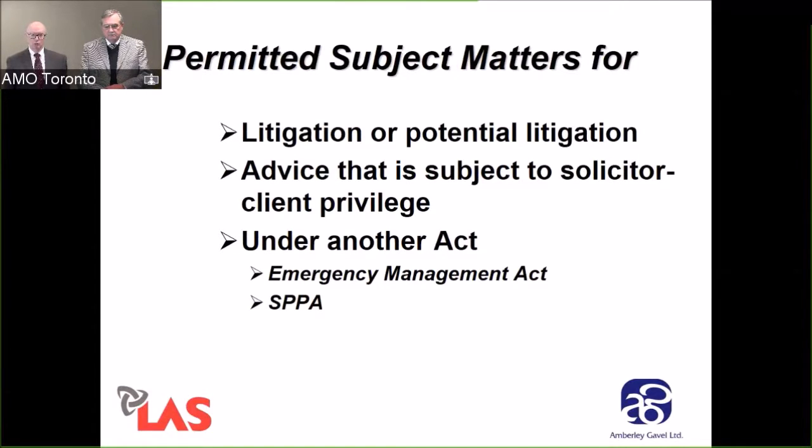There's a special relationship between lawyers and their clients. So there's a special relationship between council and its lawyer. And lawyers are entitled to provide legal advice that is confidential to clients. So the Act, not surprisingly, allows for a meeting to be closed for a client, council, to receive advice from its lawyer.